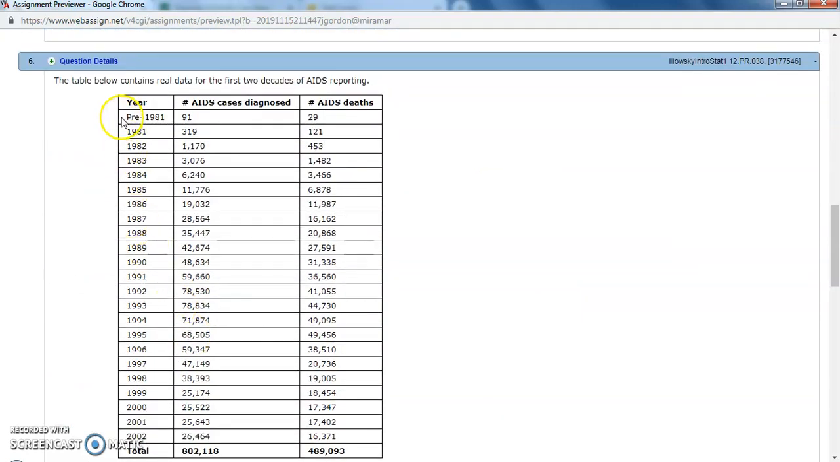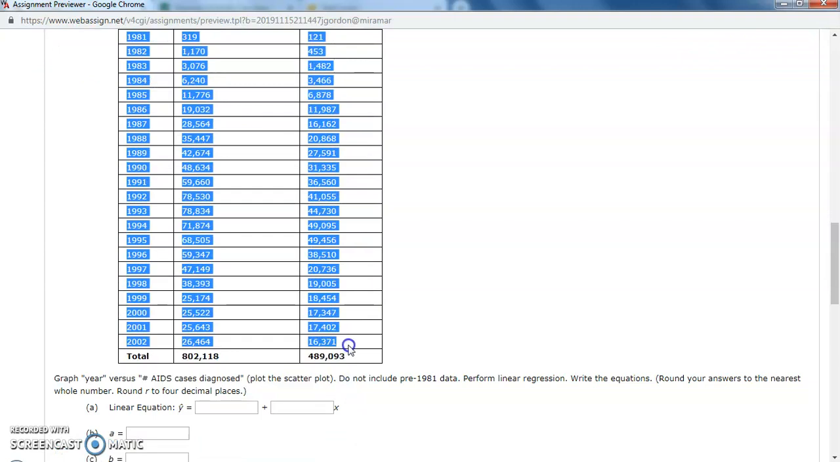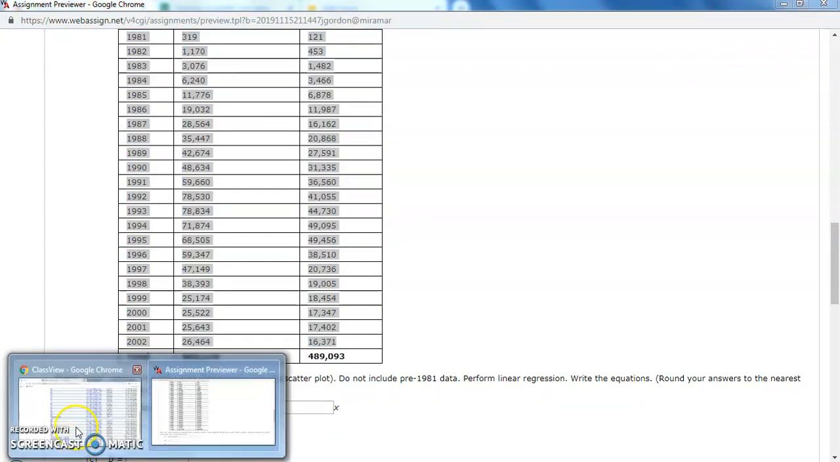So we're going to copy and paste all this data. It's year, cases, and deaths. We do not need the total. We go to StatCrunch.